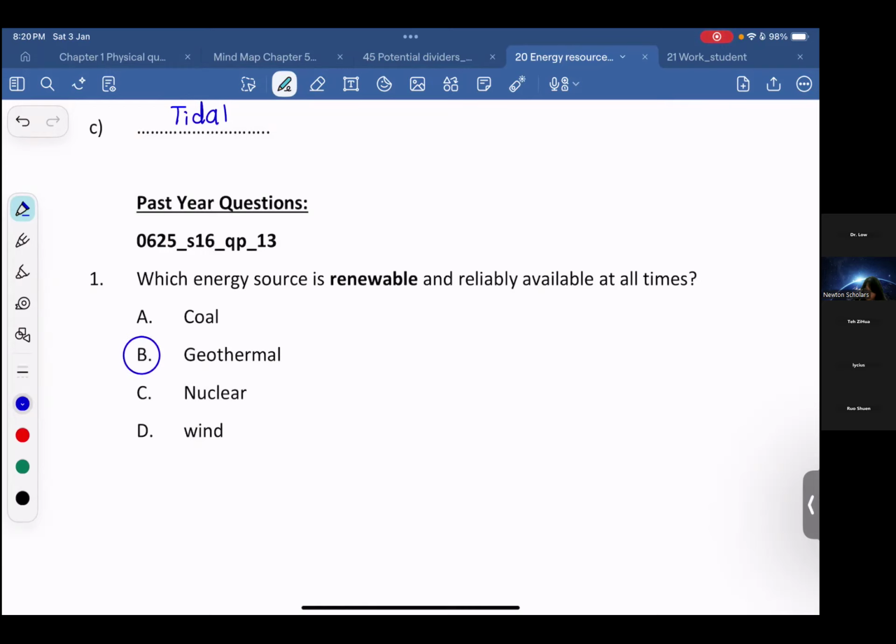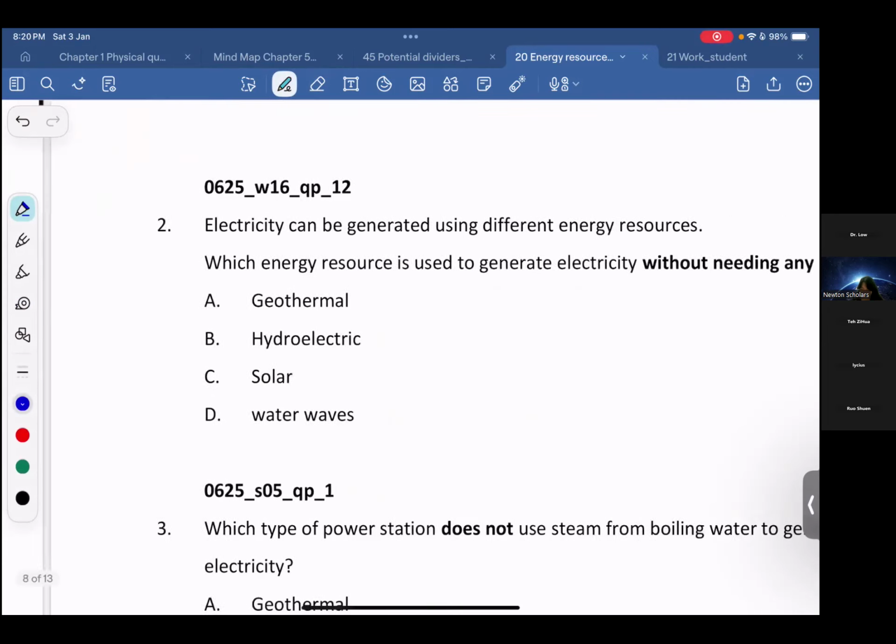Reliable all the time: geothermal. All the time from our earth, we generate the thermal. Okay, renewable. This one is non-renewable. So nuclear is non-renewable. This is renewable. This is renewable. But this one is unreliable. Okay. So next, question number 2.